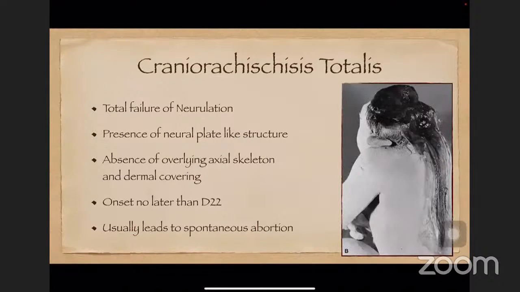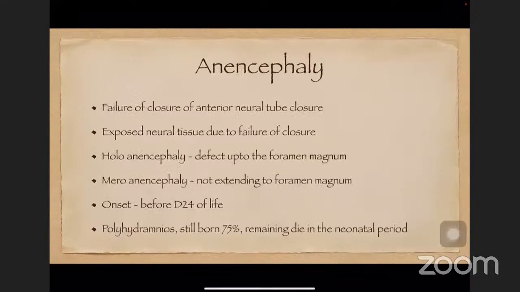So this is one of the images which I picked up from a wall. And you can see that there is nothing there, just the neural plate which is being seen here. Anencephaly. Now, anencephaly is basically failure of the closure of the anterior neural tube. The exposed neural tissue is whatever remains exposed because of the failure of the closure. And you have two varieties, holoanencephaly and meroanencephaly. Holo is where the defect is up to the foramen magnum, and mero is where the defect does not extend up to the foramen magnum.